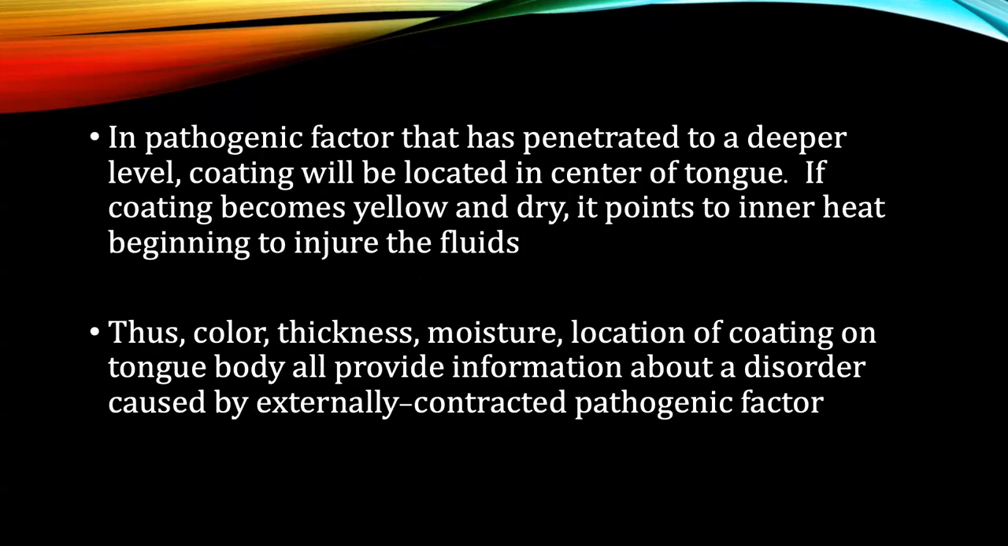In pathogenic factor that has penetrated to a deeper level, coating will be located in center of tongue. If coating becomes yellow and dry, it points to inner heat beginning to injure the fluids. Thus, color, thickness, moisture, and location of coating on tongue body all provide information about a disorder caused by externally contracted pathogenic factor.